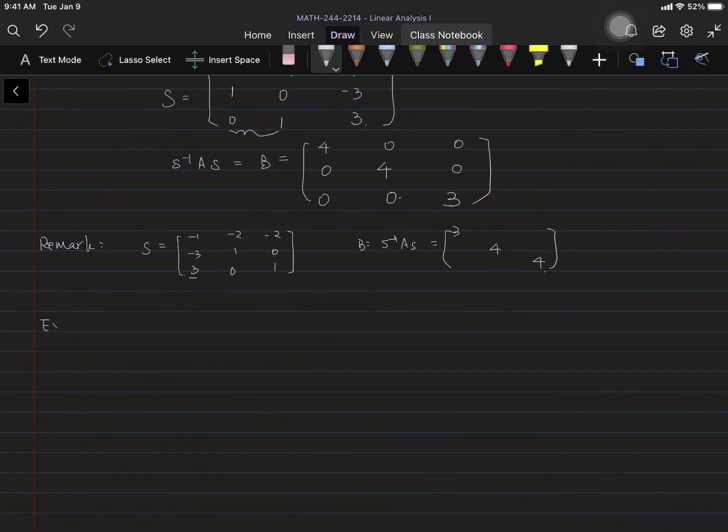Let's do an exercise. This is 2 by 2. It's pretty easy. The matrix is -1, -2, -2, and 2. Let's tell if A is diagonalizable, and if A is diagonalizable, find S. I'm going to give the solution, but I want you to do this problem by yourself because it's a pretty easy one.